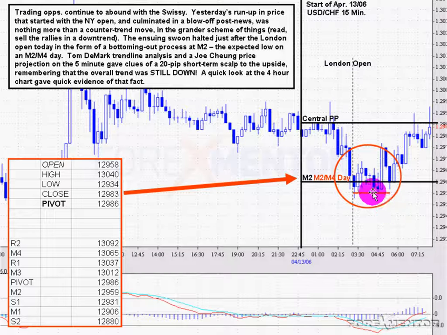Well, this is what a double bottom looks like. At the end of a rundown in price, double bottom, price reversal. After the London Open, okay, double bottom in here. Has to be at the end of a run down in price. A double top is at the end of a run up in price.